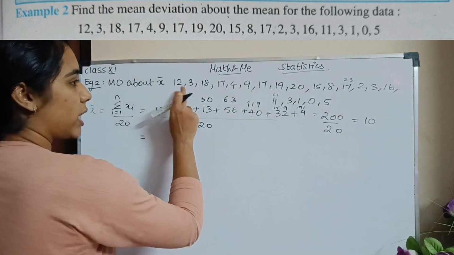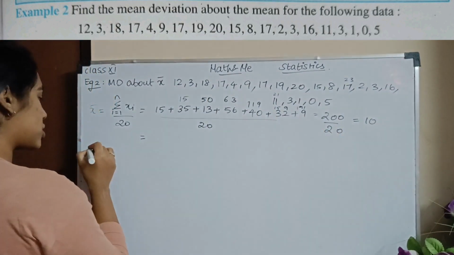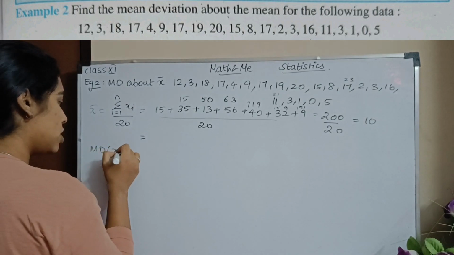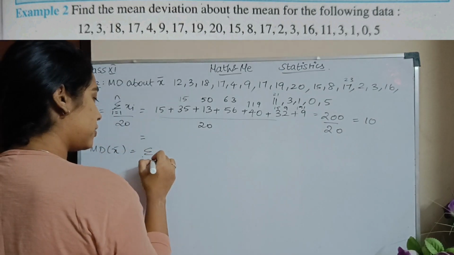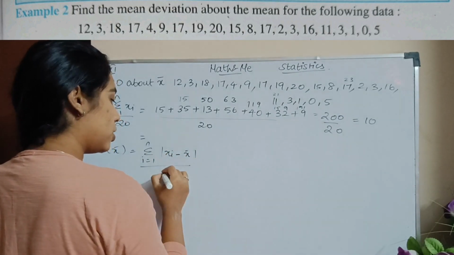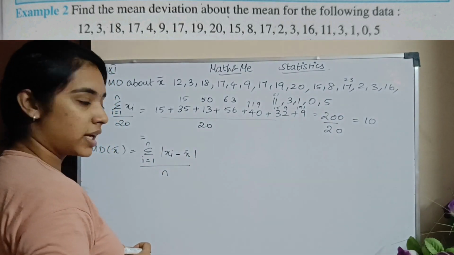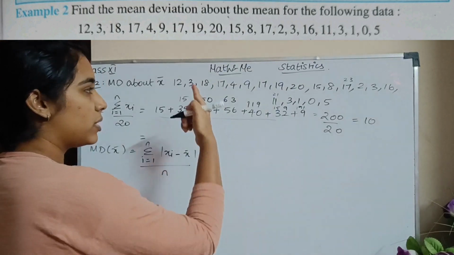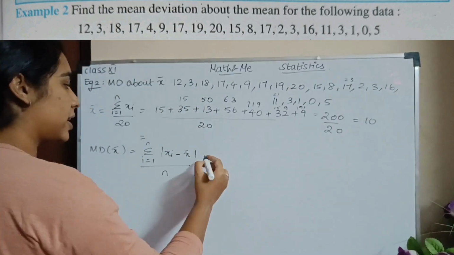So I have 12 minus 10. What do I need to do? What is my formula? Mean deviation about x bar is the summation of i equals 1 to n of the modulus of xi minus x bar, the whole divided by n. Correct? n is 20. Now I have to calculate the numerator. So what will be my values?